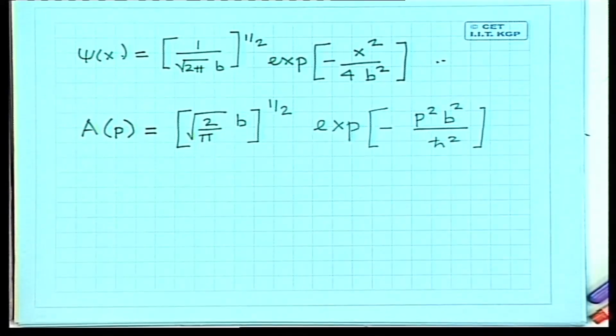So let us first understand the claim that we are making. We want to construct a wave function which looks like this, where the probability of finding the particle at some position is described by a Gaussian. And I am claiming that this can be constructed by superposing plane waves with unique values of momenta with weight factors which look like this.